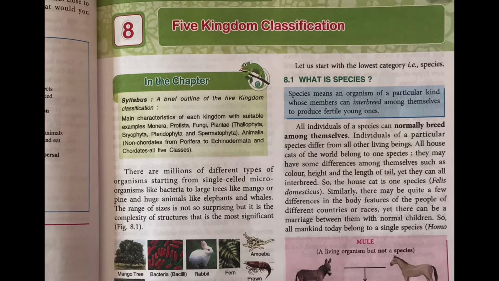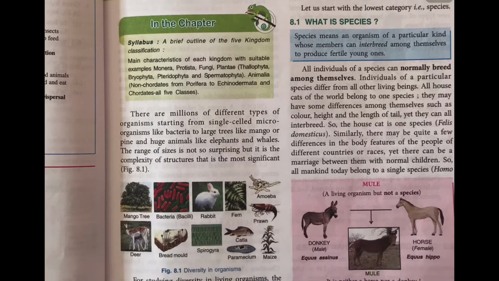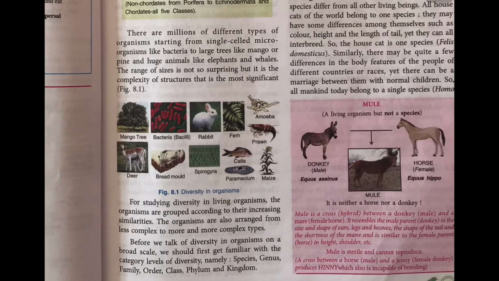So in biology, today we are going to start with a new chapter, that is 5 kingdom classification. So please follow your textbooks as I explain it to you. Now it says there are millions of different types of organisms, starting from single-celled microorganisms like bacteria. You know bacteria is a single-celled organism, okay, to very large trees like the mango or pine trees, and huge animals like elephants and whales.